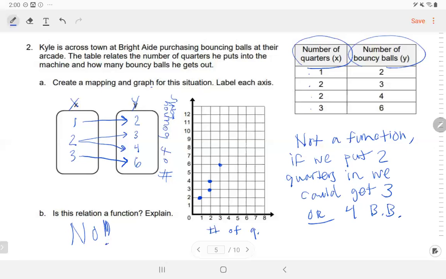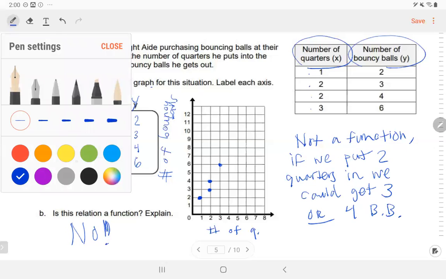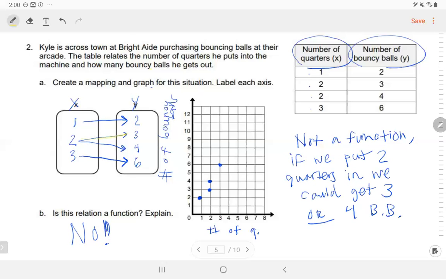It is important that you notice that it is not a function, because if I have an x with an arrow pointing to 2 y's, it is not a function. If I have an x that I can plot 2 different y's, it is not a function.